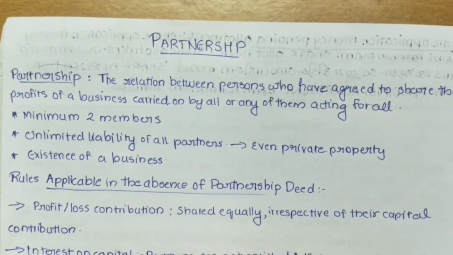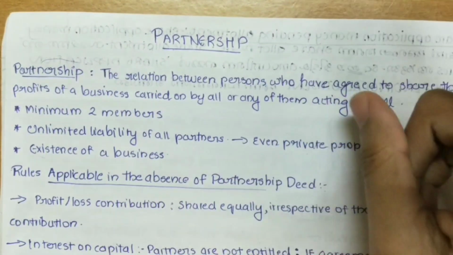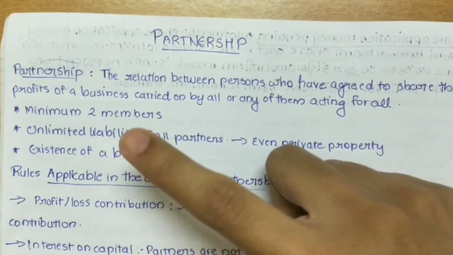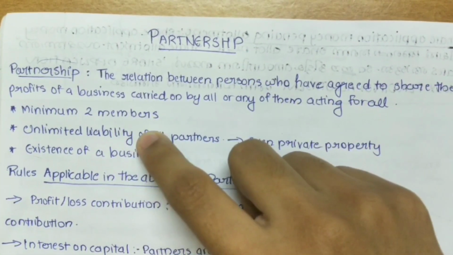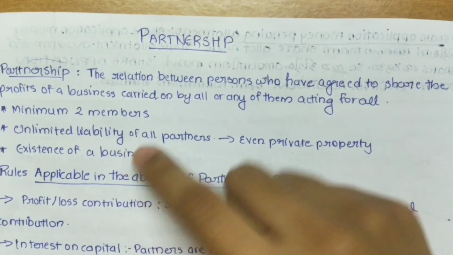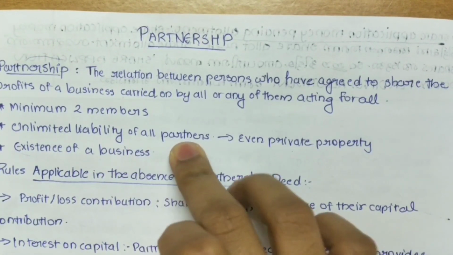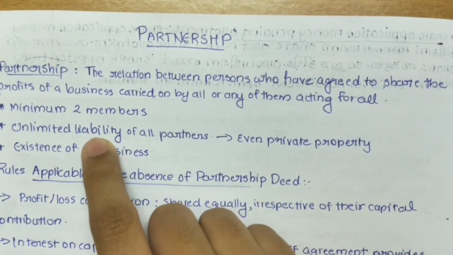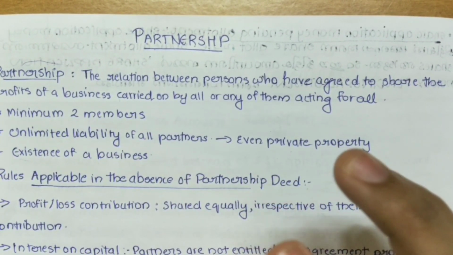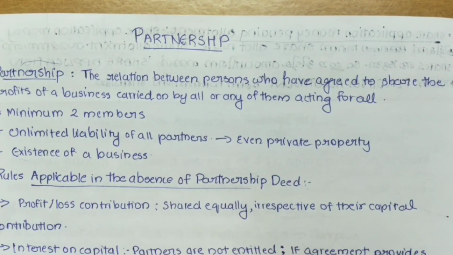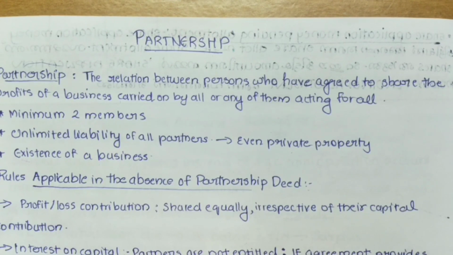Now we are going on to the features of partnership. The 3 main important features of partnership: first, at least there should be 2 members. Minimum 2 members is mandatory. Then comes unlimited liability of all partners. What does unlimited liability mean? It means if any debt occurred and the partners don't have money with them to pay that off, they have to sell their private property and pay off the debt, right? So that is what we mean by unlimited liability, and there should be the existence of a business. Those are the 3 important features of partnership.